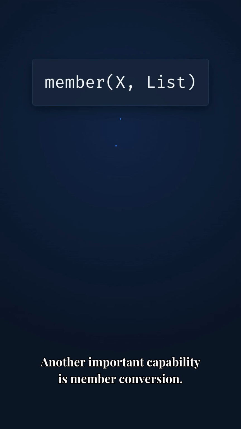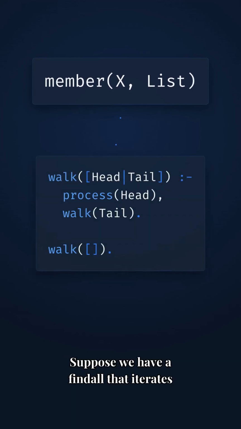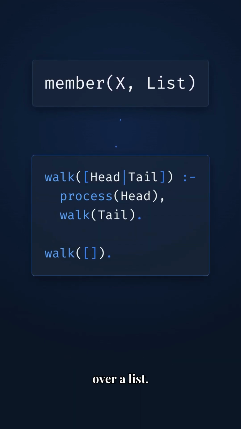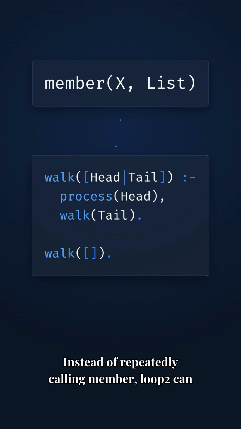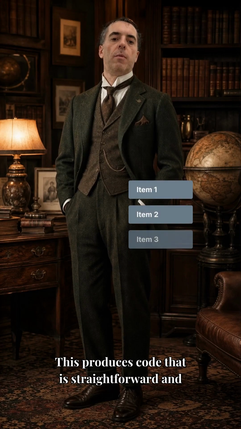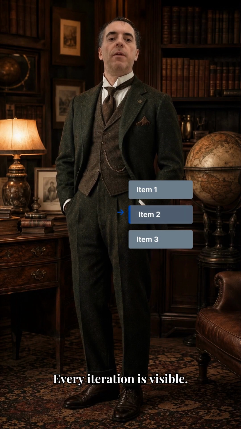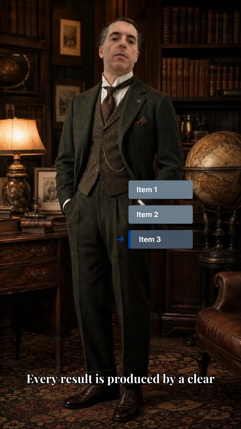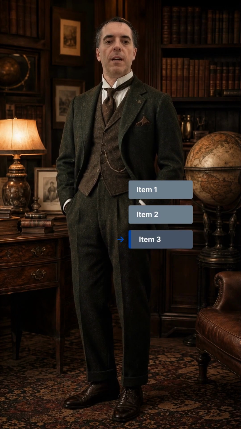Another important capability is member conversion. Suppose we have a findall that iterates over a list. Instead of repeatedly calling member, Loop2 can generate a recursive predicate that walks directly through the list. This produces code that is straightforward and explicit. Every iteration is visible. Every result is produced by a clear recursive step.